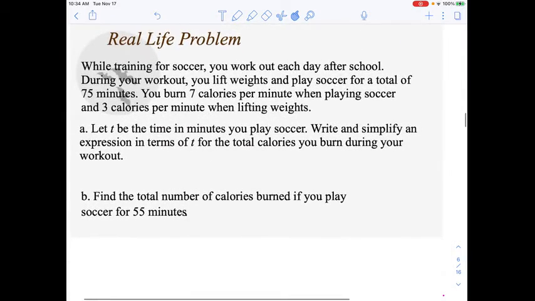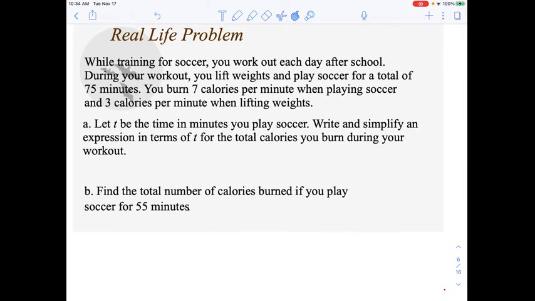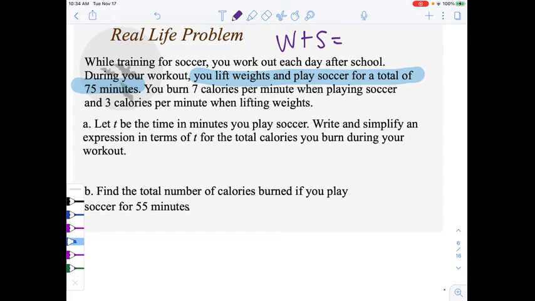Okay, this one looks really scary too, and this one is really tricky, but I wanted to give you a harder example in your notes so that hopefully the ones on the homework, quiz, and test won't be as scary. So this one says, while training for soccer, you work out each day after school. During your workout, you lift weights and play soccer for a total of 75 minutes. Okay, so we have weights and soccer for 75 minutes.